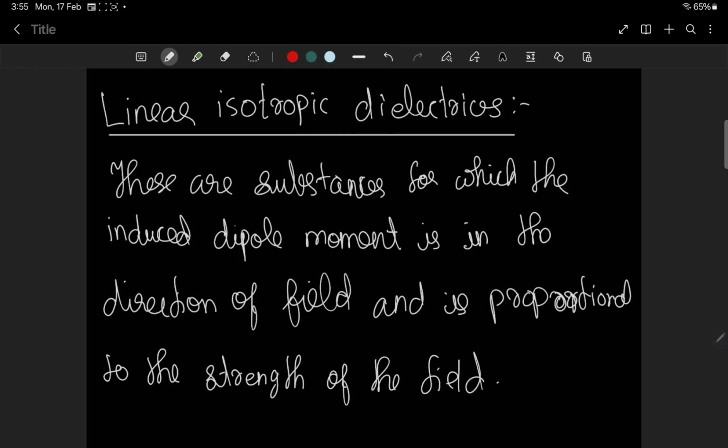So what are linear isotropic dielectrics? These are substances which have a dipole moment in the direction of the electric field and directly proportional to its strength. If the electric field increases, the dipole moment increases. So linear isotropic dielectrics are substances for which the induced dipole moment is in the direction of the field and proportional to the strength of the field.